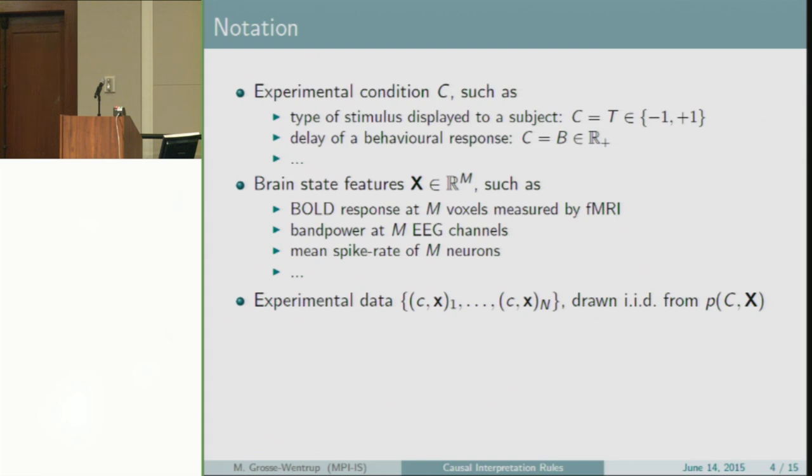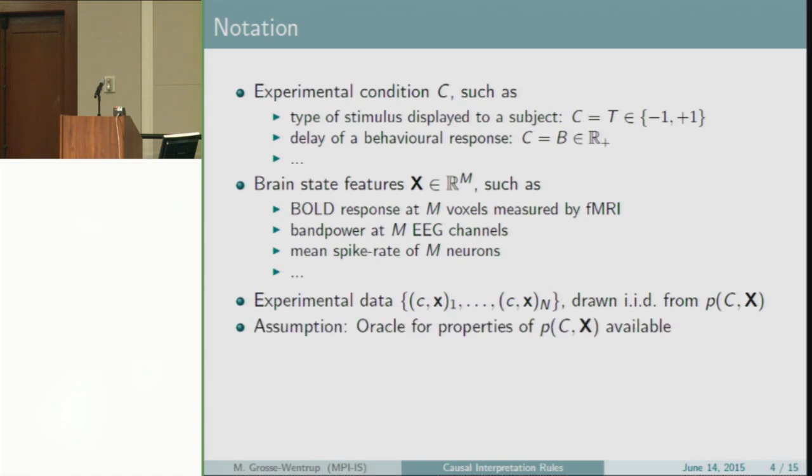And then in our setups, we usually have experimental data. So we observe pairs of our experimental conditions and our brain state features, and we observe n instances of this. And we assume that these are drawn from some unknown joint distribution of our class labels and of our brain state features.